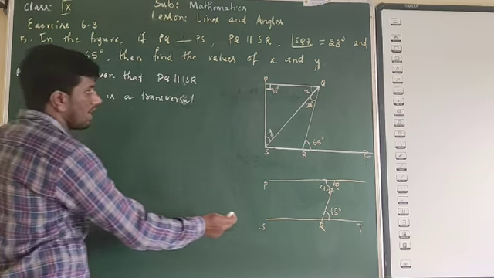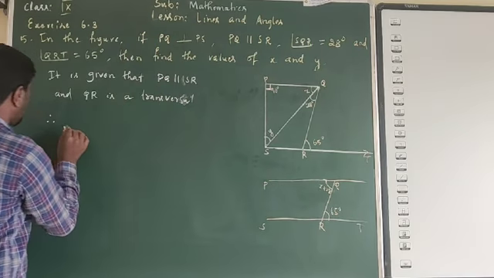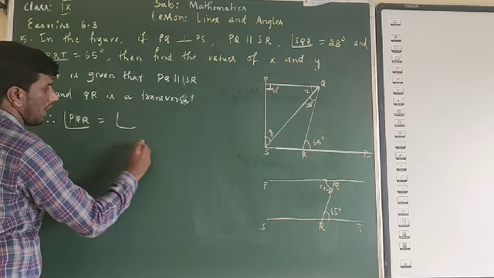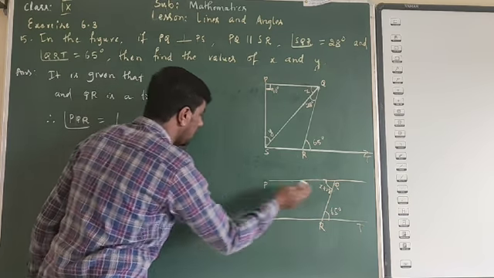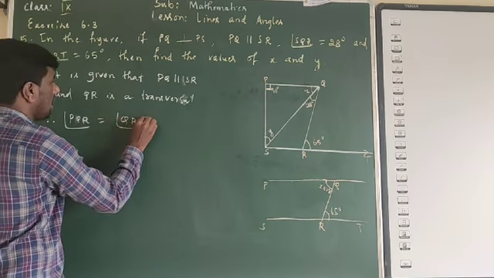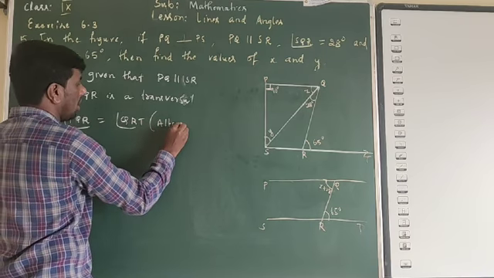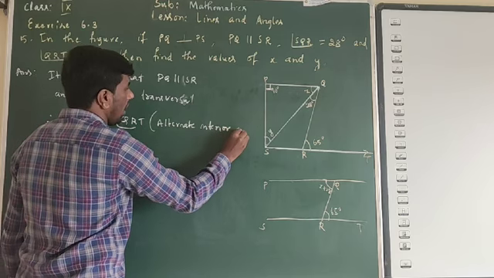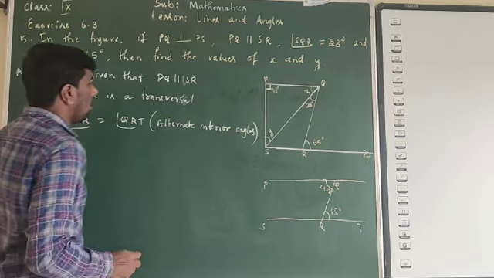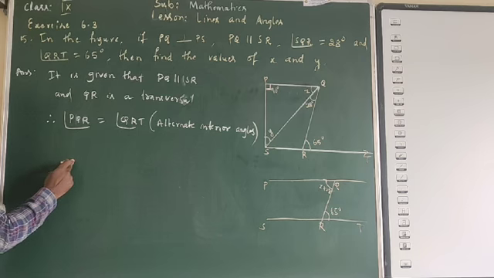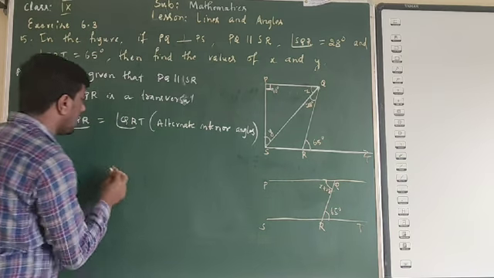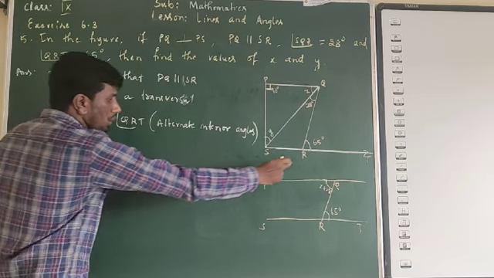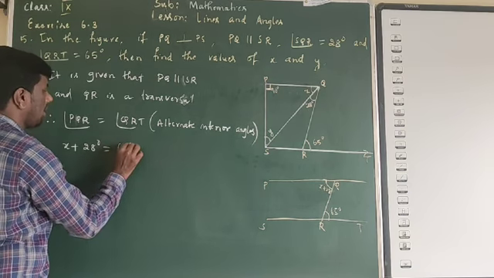Therefore, angle PQR is equal to angle QRT. The reason is alternate interior angles. So PQR is x plus 28. So that is x plus 28 degrees is equal to QRT. QRT is 65 degrees. Clear?